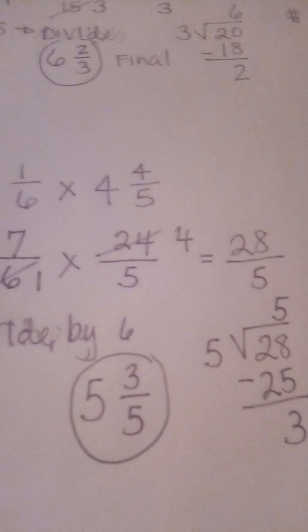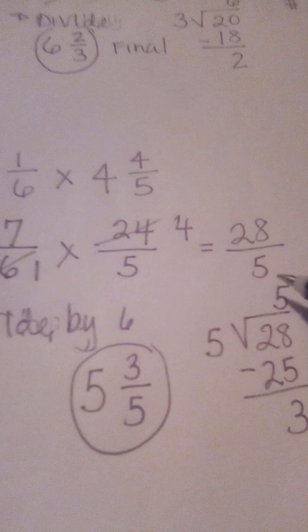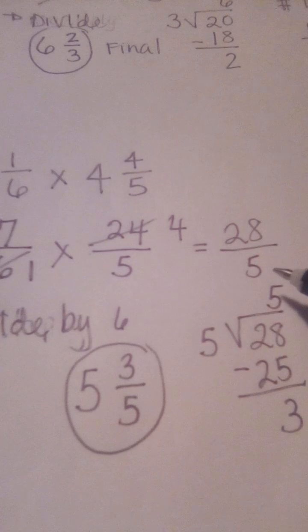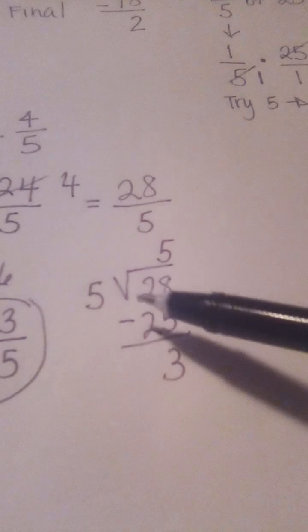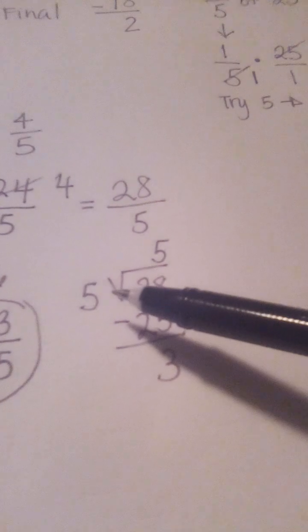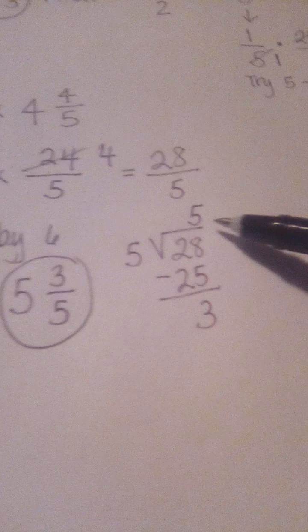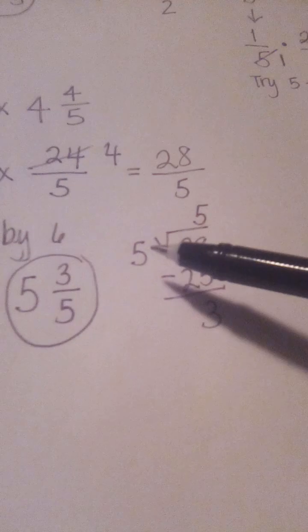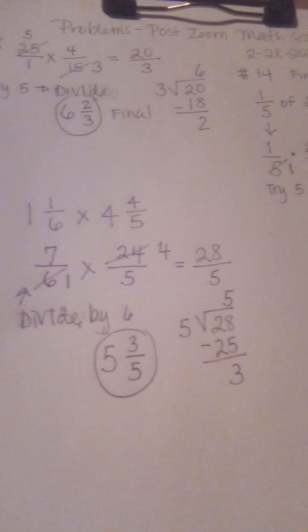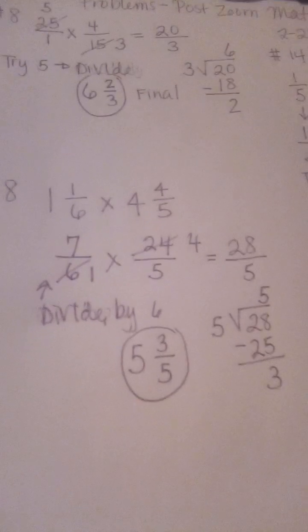Once you have that, then you multiply the numerator first, which is 28. And then 1 times 5 is 5, which is our denominator. Then what goes inside the box is the 28, and outside the box is 5. And the rest is history. As you can see, the 5 is a whole number, the numerator is the 3, and the denominator is 5. This is our answer. Any questions on number 8?